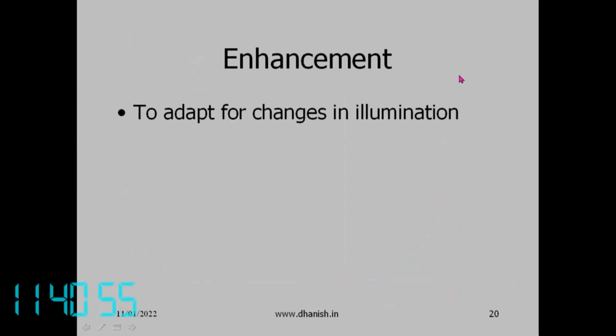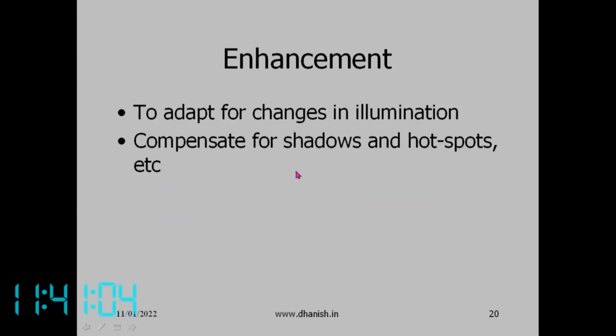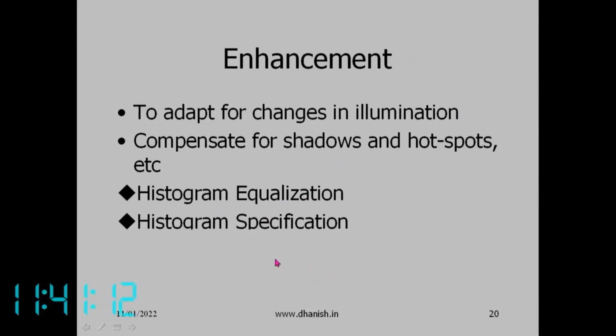So enhancement: how do you adapt for changes in the image? As I said, a bulb's brightness may come down with age. How do you adapt for these changes in the image, and compensate for shadows and hot spots, etc.? A simple tool is histogram equalization. A more elaborate version of that is also possible, which is called histogram specification. It can also be applied to a local area, in which case it is called local enhancement.